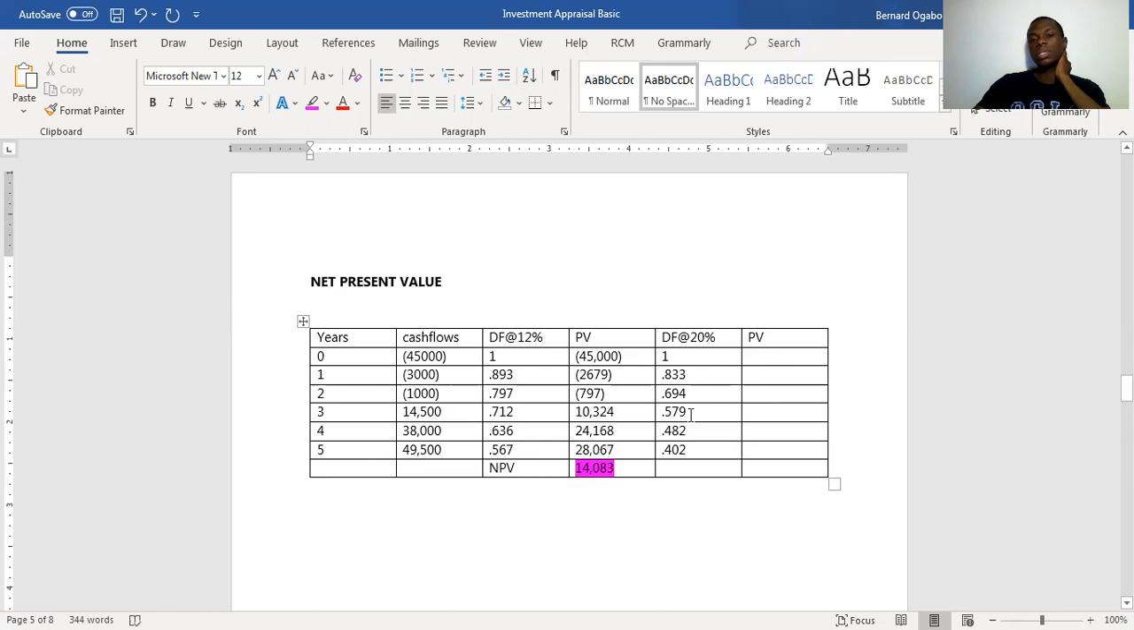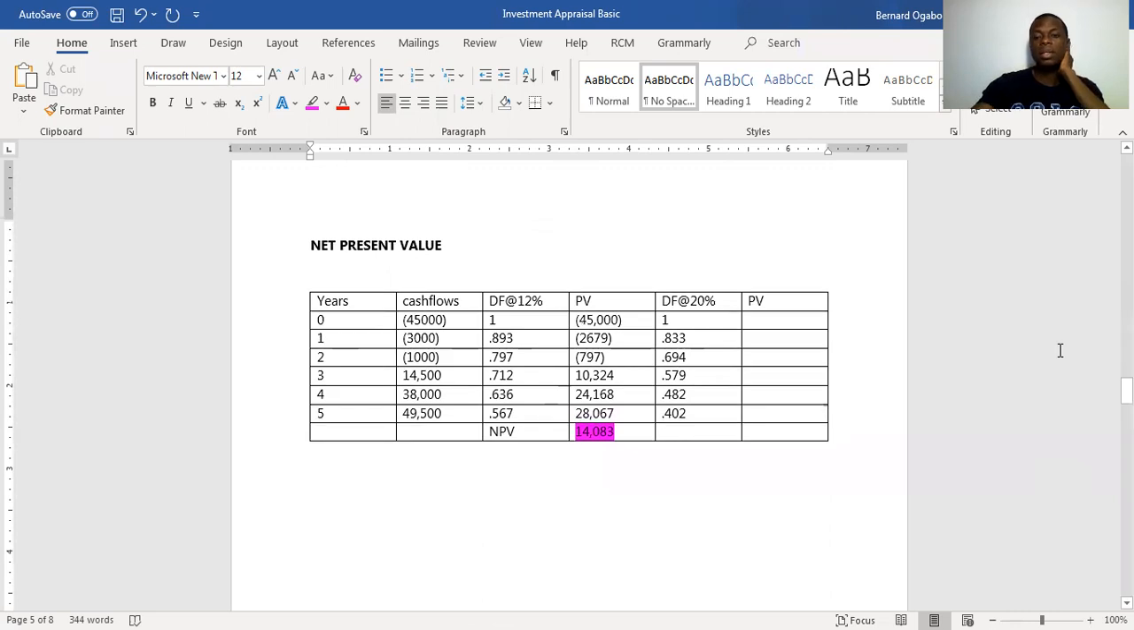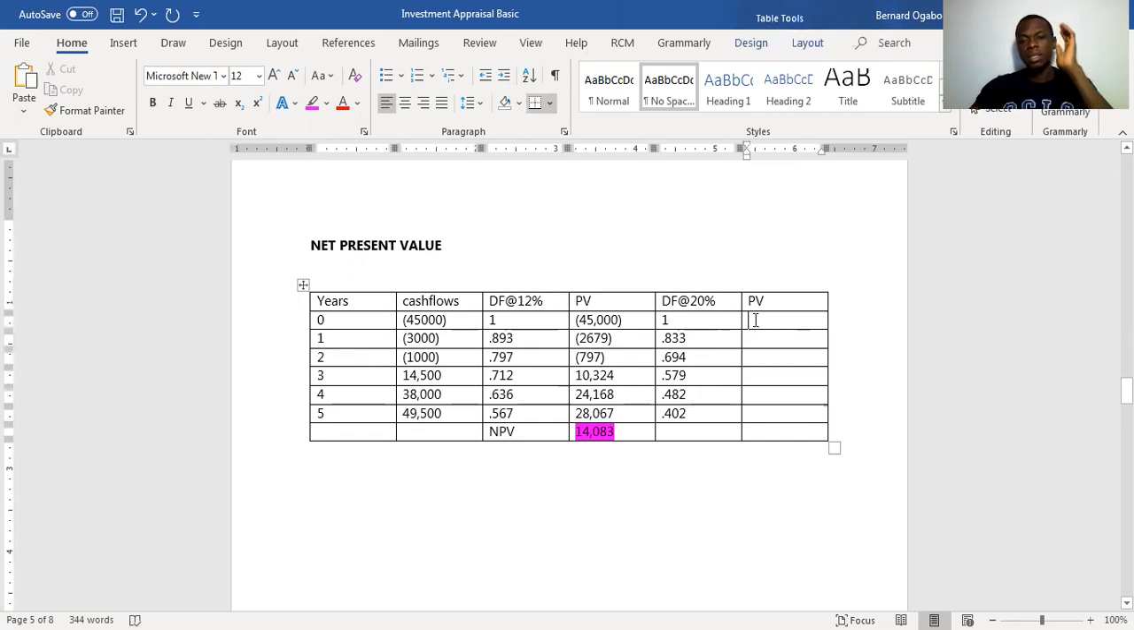You don't need to use two discount factors. But because we need to do internal rate of return, I just want to use this single table to take care of internal rate of return. That is why we are doing it. So I'm still going to multiply the original cash flows by this discount factor. And since the discount factor for year 0 is 1, I'm still going to have my 45,000 brought out here. I will have a negative here.